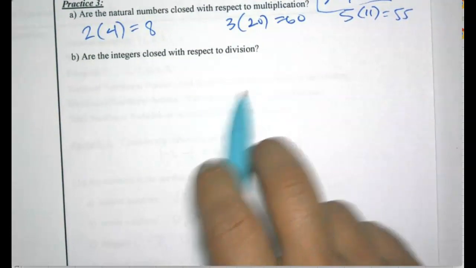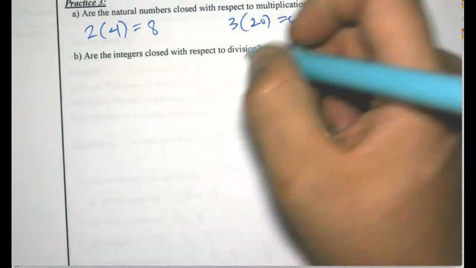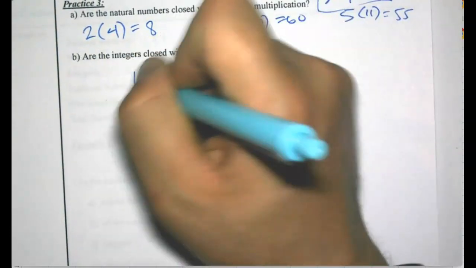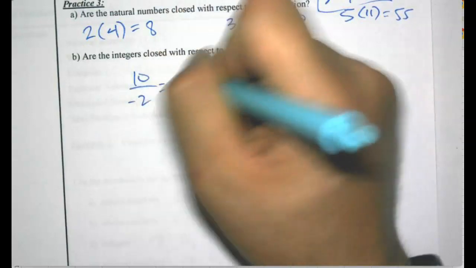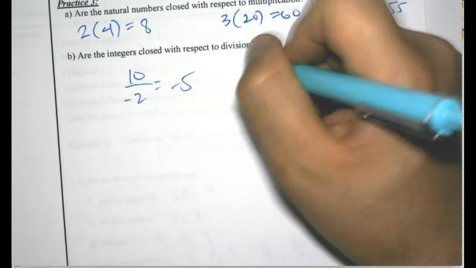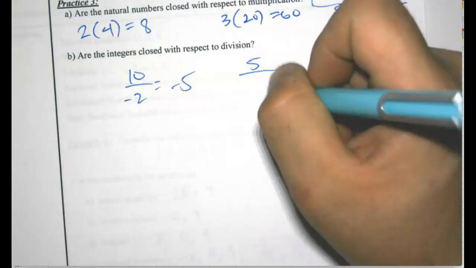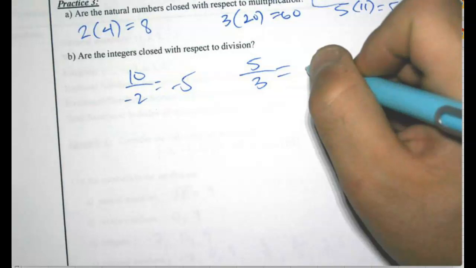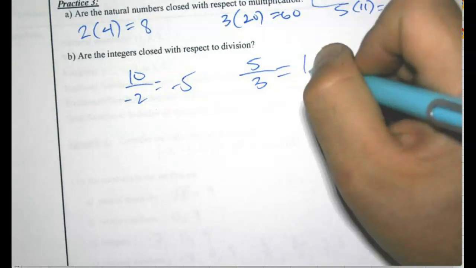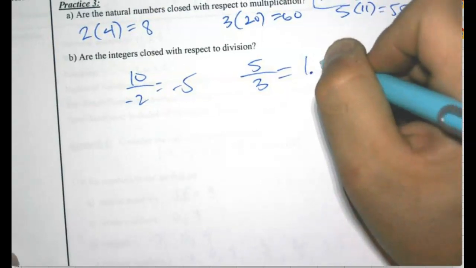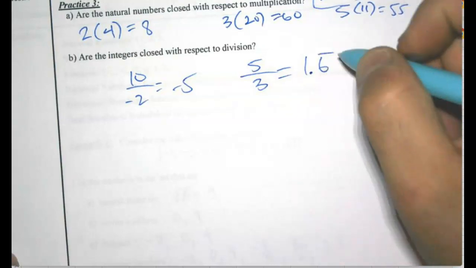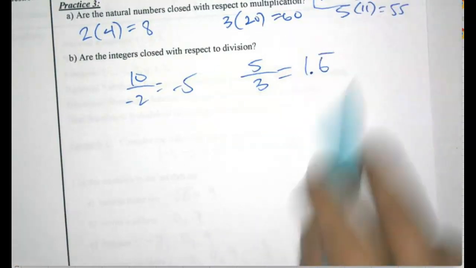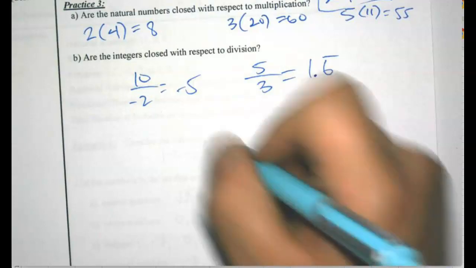And then, are the integers closed with respect to division? Remember, integers are positive or negative numbers, no fractions, no decimals. So you can go like 10 divided by negative 2, your answer is an integer. 5 divided by, I don't know, I'm going to go with 5 divided by 3. 5 divided by 3 is 1.6 forever. So there it is. 1 example is all I need to show that they're not closed.